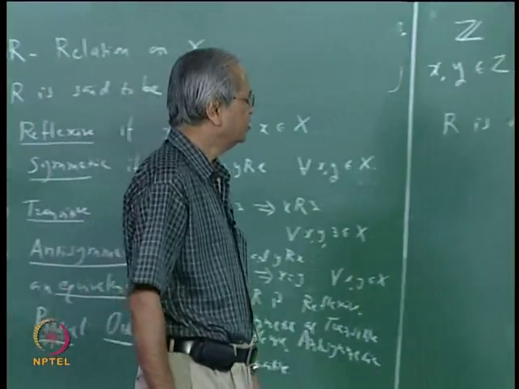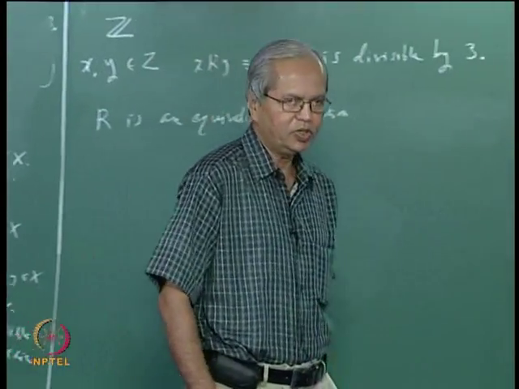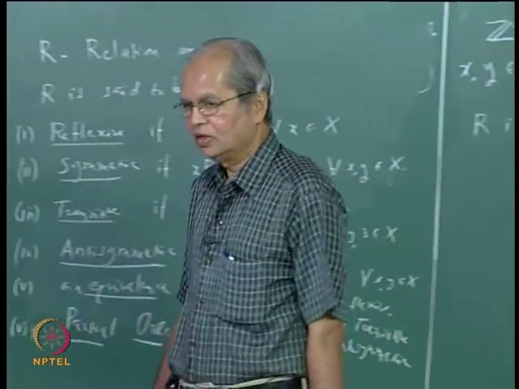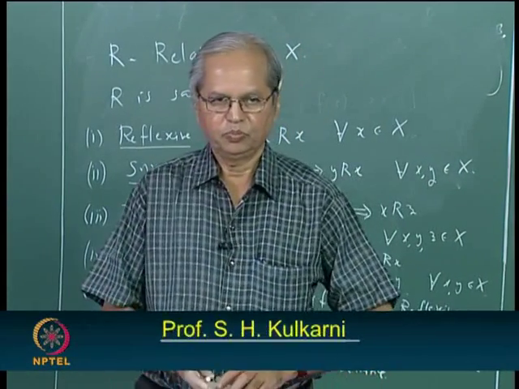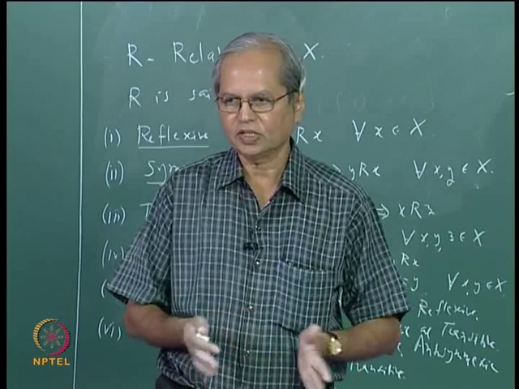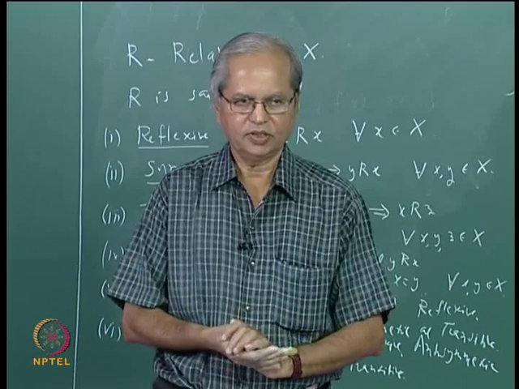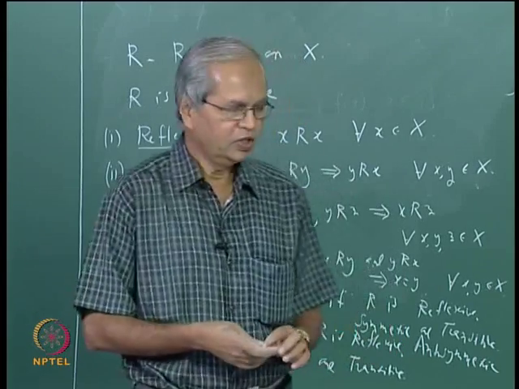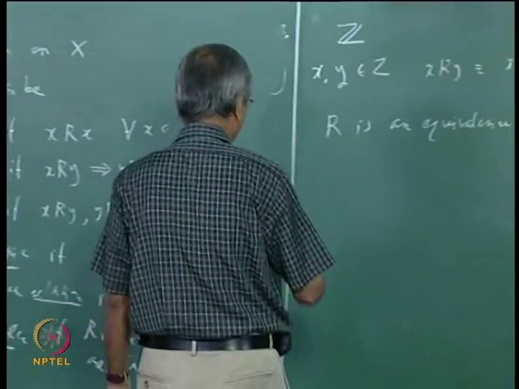Now you would have heard of this property of an equivalence relation, that every equivalence relation on a set partitions the given set into what are called equivalence classes. And what is this partition? If you take any two equivalence classes, they are disjoint, and their union is the whole of X. That is what is called a partition. So let us just recall that fact.